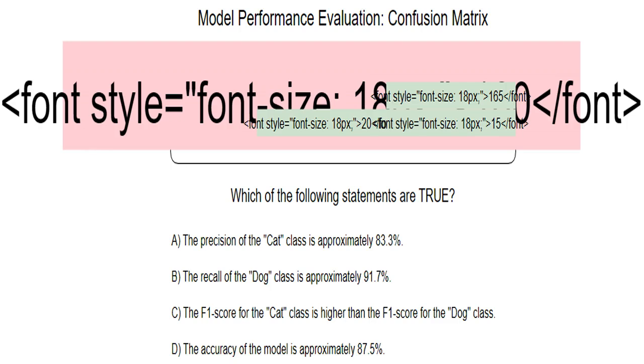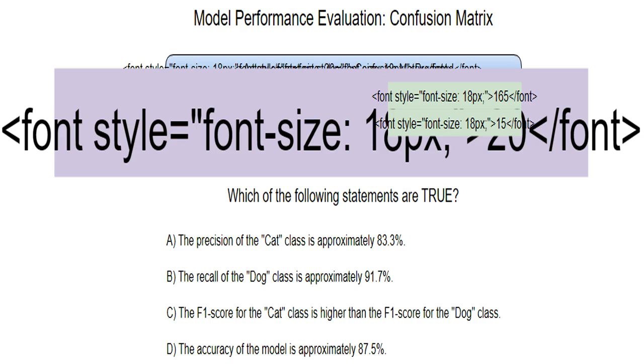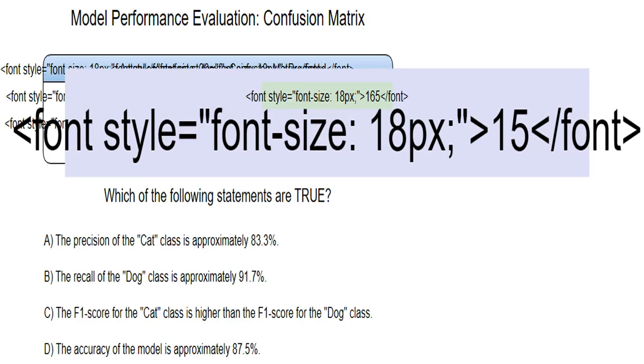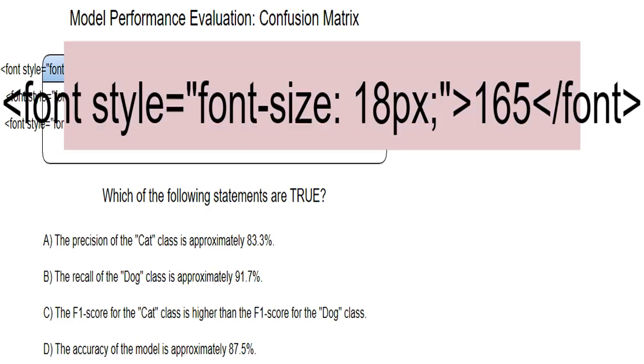The model correctly identified 100 images as cats. This is a true positive, TP, for the cat category. The model incorrectly identified 20 images as cats, when they were actually dogs. This is a false positive, FP, for the cat category. The model incorrectly identified 15 images as dogs, when they were actually cats. This is a false negative, FN, for the cat category. The model correctly identified 165 images as dogs. This is a true positive, TP, for the dog category.